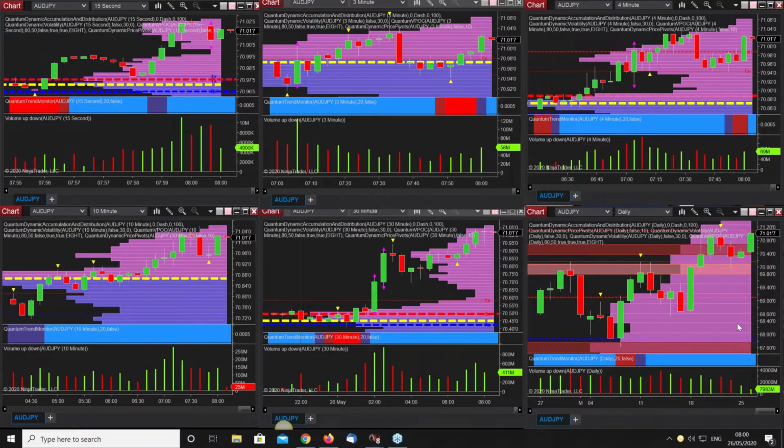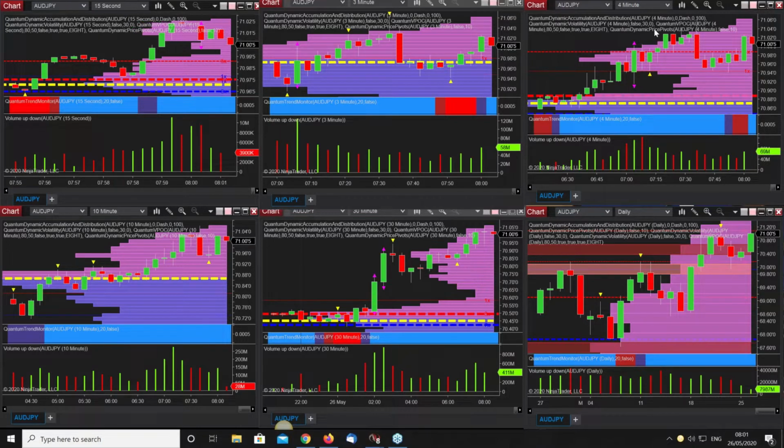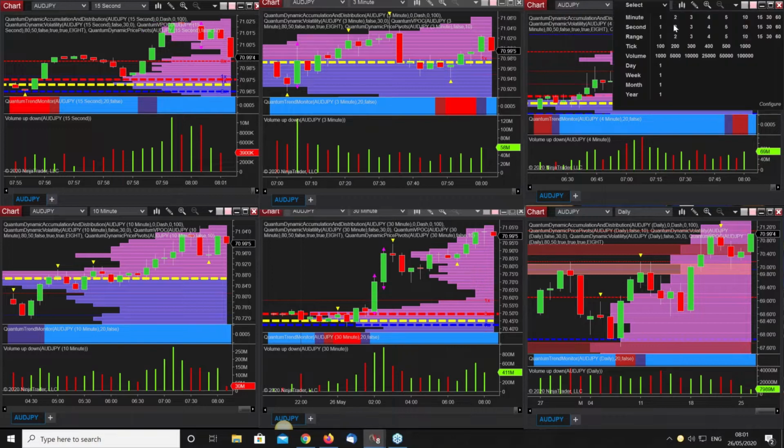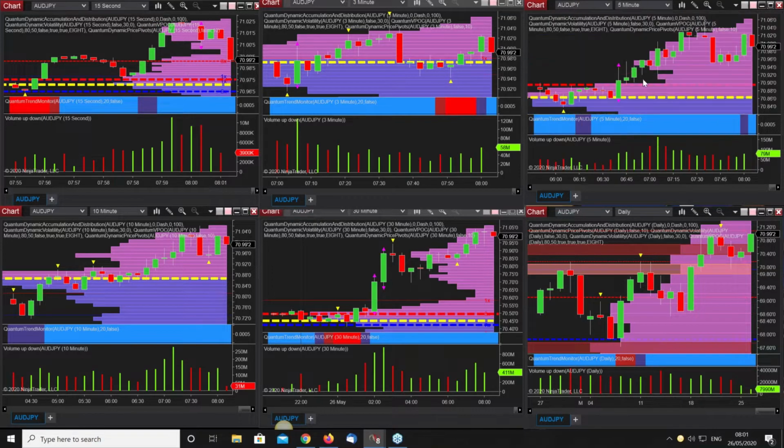We're just staying with the Aussie Yen. I've got Aussie Yen up all over the place. I've got it over on TradingView here, I'll pull that across in a moment. But I've got it on multiple time frames. I've got it on 15-second, which is a time frame I use a lot for intraday, 3-minute, 4-minute across the top here. In fact, let's change that up to 5-minute. I'll just change that over there. There we go. Down at the bottom line, we've got 10-minute, 30-minute, and over on to the daily.